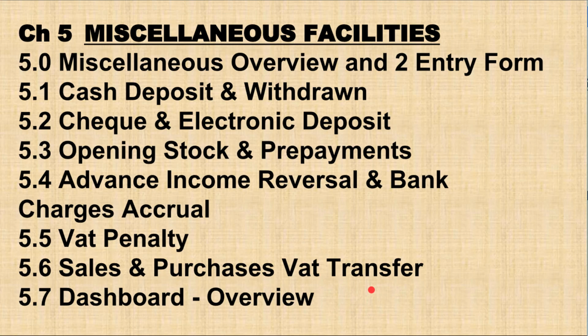Chapter 5, miscellaneous facilities. We start by getting an overview of facilities available in the miscellaneous module. Then we look at the 2-entry form. 5.1, how to record a cash deposit and cash withdrawn. Number 2, check and electronic deposit. Number 3, opening stock and prepayments. Number 4, advance income reversal and bank charges accrual. Number 5, VAT penalty. Number 6, sales and purchases VAT. Number 7, we get an overview of the dashboard.